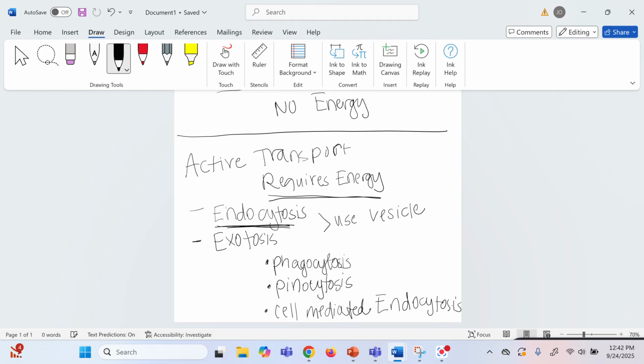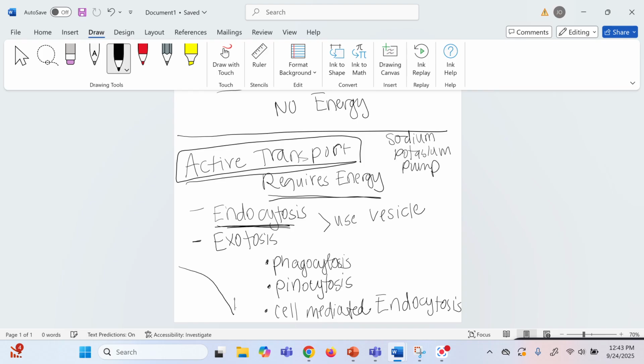Another example of active transport, probably the most common example given, is the sodium potassium pump. And all of these that I've listed here under active transport require energy. They're all moving from low to high. It requires energy when you walk up a hill. If you have to walk up a hill, that requires energy.